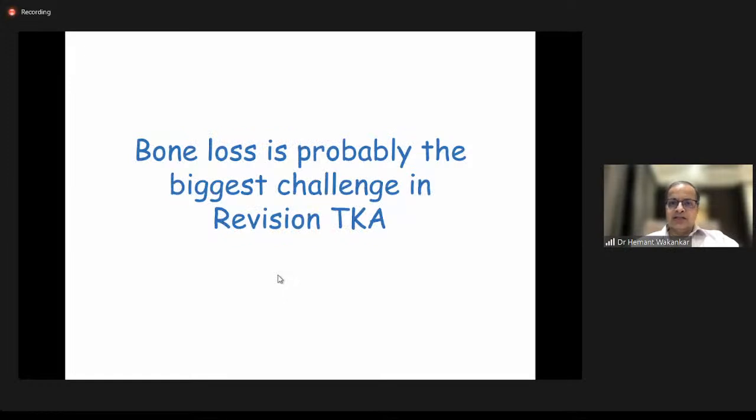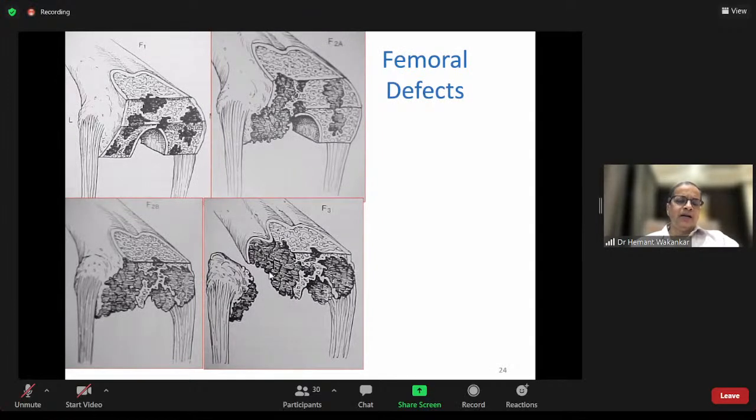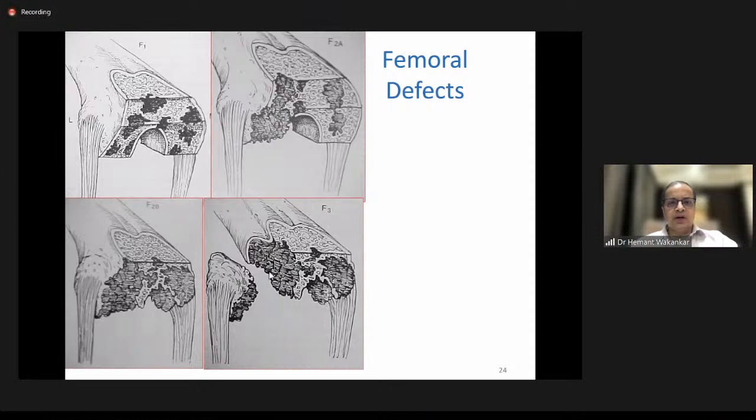Now, I'll just deal with the revisions. The bone loss is probably the biggest challenge in revision knee arthroplasty. Absolutely no question about that. One needs to understand the classifications on both tibial and femoral sides. Both are actually quite logical.